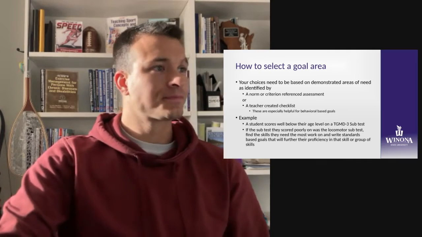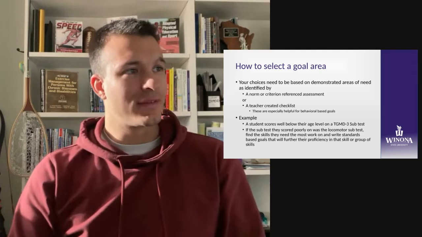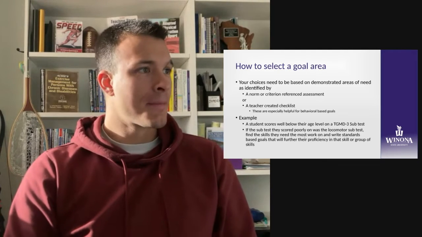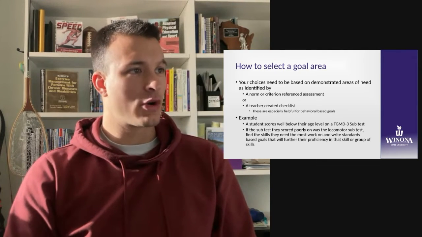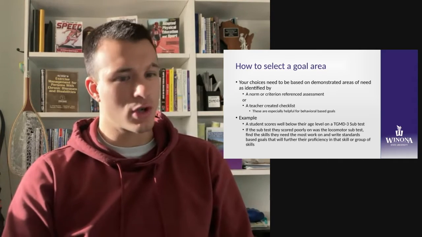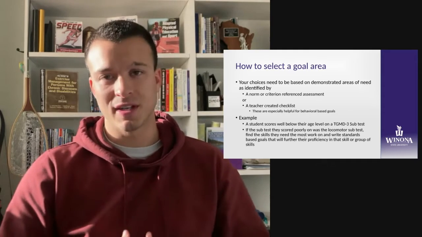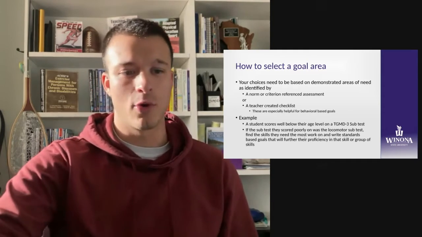So an example of a need area: a student scores well below their age level on a TGMD3 subtest. If the subtest they scored poorly on was a locomotor subtest, for example, find the skills they need the most work on and write standards-based goals that will further their proficiency in that skill area or that group of skill areas, like the whole group of locomotor skills, for example.